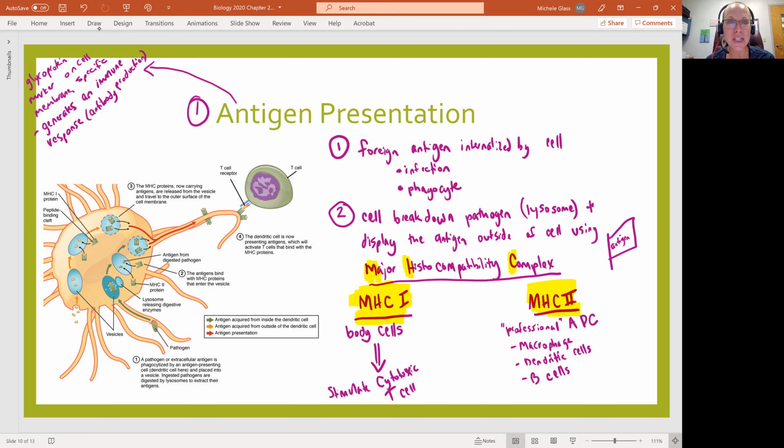Having an antigen presentation with class 2 MHC is a good thing. That cell is working. That cell is effective. You do not want to kill that cell.